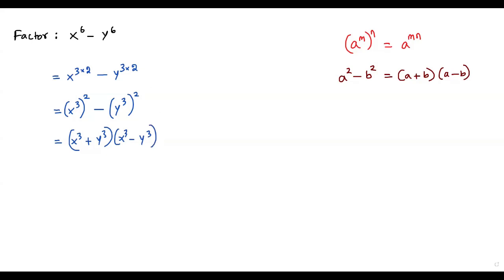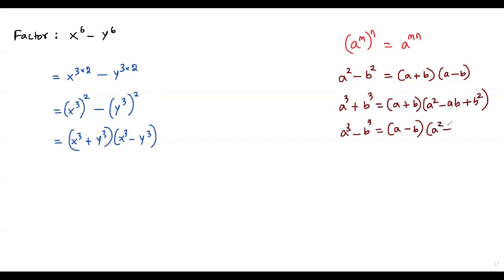Okay, now let me consider another two algebraic identities, that is a cube positive b cube, which can also be written in factored form, that is a positive b times a square negative ab positive b square. Now let me consider another algebraic identity, that is a cube negative b cube, which is equal to a negative b times a square positive ab positive b square. Here we have addition of two cubes, so we have a positive sign over here.